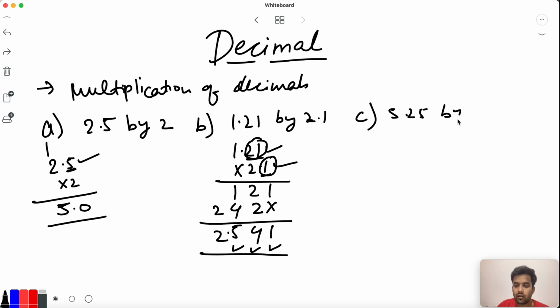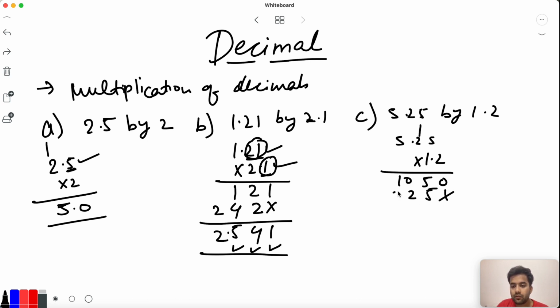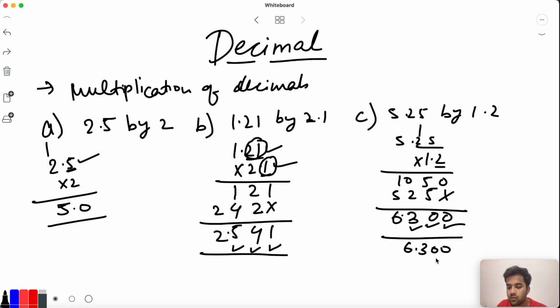5.25 by 1.2. Write the number, 5.25 into 1.2. Directly multiply. You will get the idea. Now add it. Now after the decimal how many digits? 2 digits, and here after the decimal 1 digit, so 2 plus 1 is 3. Again first digit, second digit, third digit, the decimal will come here, so 6.300 is the final answer. You got the pattern now?